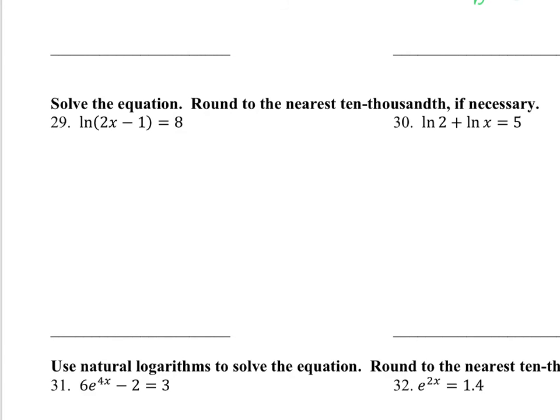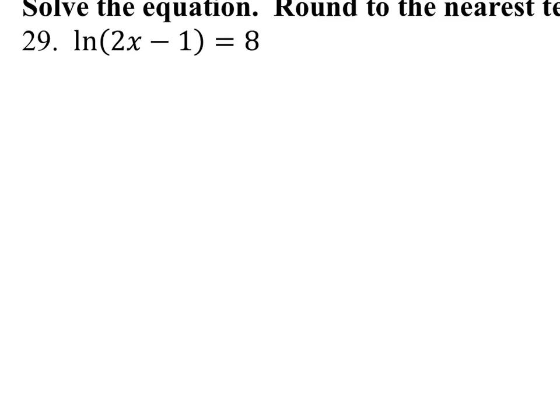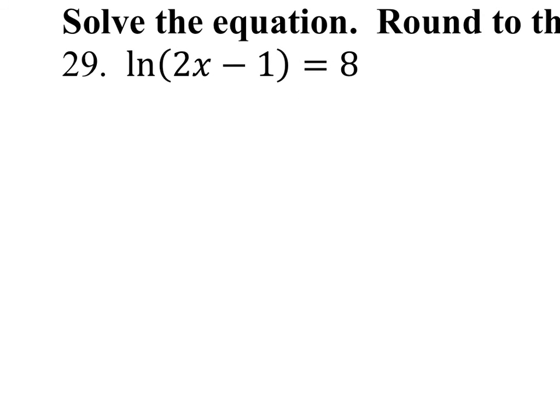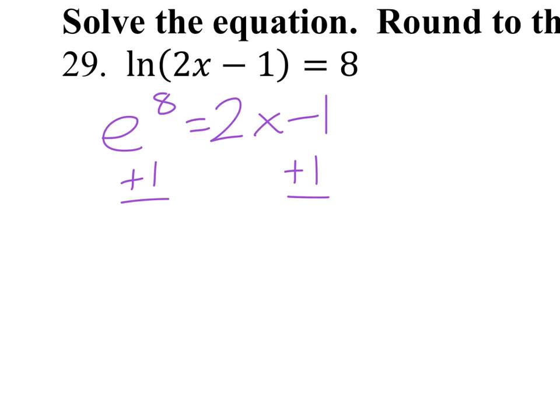Here for 29 and 30 we are solving natural log equations and rounding if necessary. So again, we'll be looking for both the exact and approximate answer. Number 29, we are ready to go ahead and switch this to exponential form. In exponential form this would be e to the 8th equals 2x minus 1. So again, just leave the e to the 8th alone for now. We're just going to hang on to that.